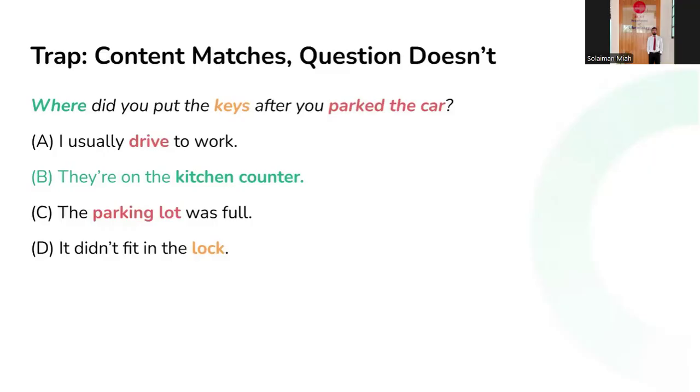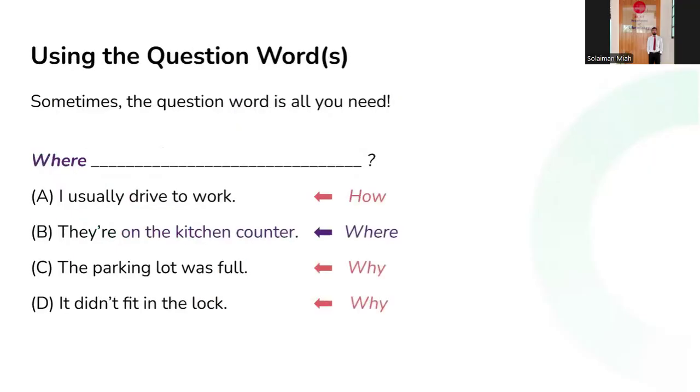Matching the keywords is not enough. The answer has to match the question word. And notice that in this example, the question word alone is almost enough to solve the problem. Once you recognize that the question is asking where, you can eliminate any answer that gives a reason, an explanation, or unrelated information. This is one of the best ways to narrow your choices if you didn't fully hear the question or didn't understand all of the vocabulary.